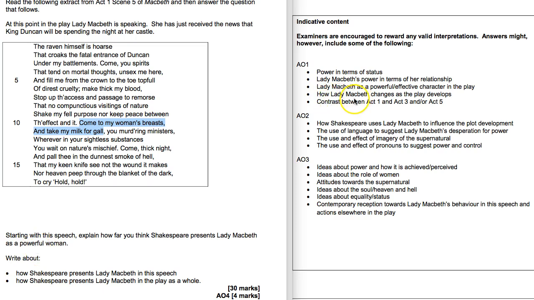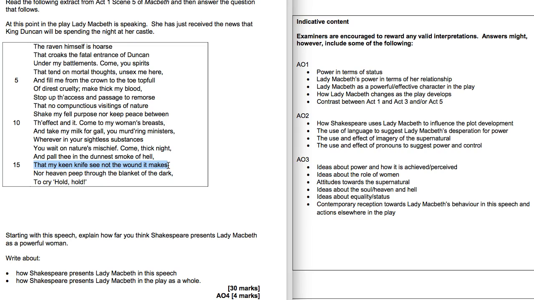Okay, well, now I want to look at how Lady Macbeth changes as the play develops. Well, I'm going to pick on this quotation here, "that my keen knife see not the wound it makes." So this personification of the knife is an attempt by Lady Macbeth to avoid the horror of what she's doing. She doesn't want to see quite how diabolical her plan to kill Duncan is. She doesn't want to face those consequences.